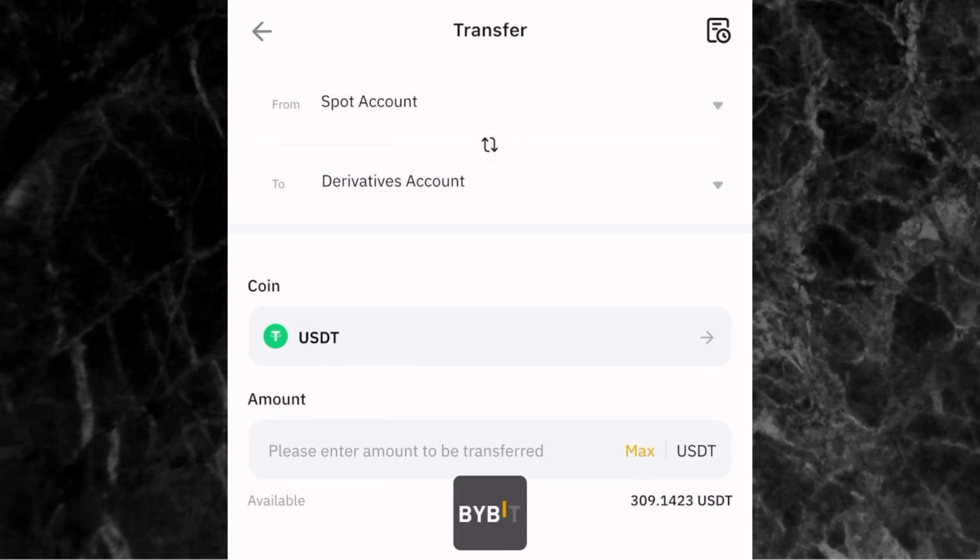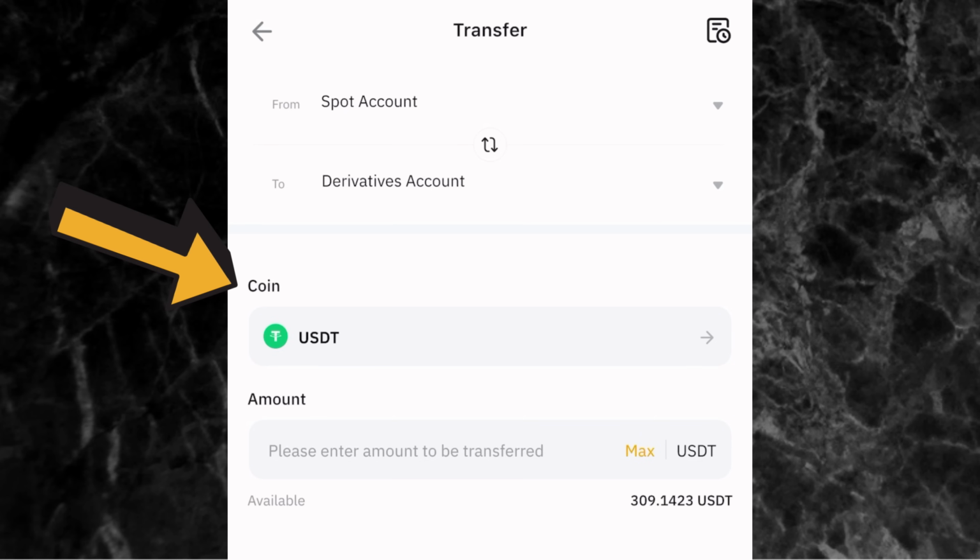Now, before you can transfer, you need to have funds in another wallet so you can transfer them to your derivatives wallet. So maybe if you have USDT in your funding wallet, you can transfer it to your derivatives wallet. If you have funds in, let's say, your spot wallet, you can transfer them to your derivatives wallet. For this example, I have funds in my spot wallet, so I want to transfer them to my derivatives wallet. You can see on the screen it says from spot account to derivatives account. Once you have that, you come down and select the coin you want to transfer.